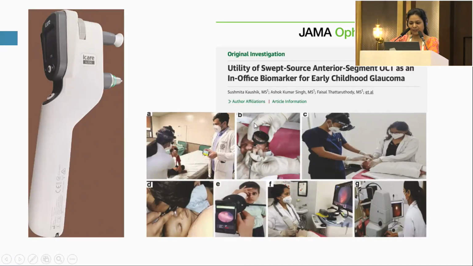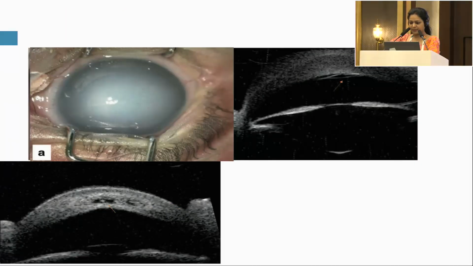And of course, Sushmita ma'am's technique of flying baby OCTs, where the child who is awake can be taken for an OCT with the help of an assistant.